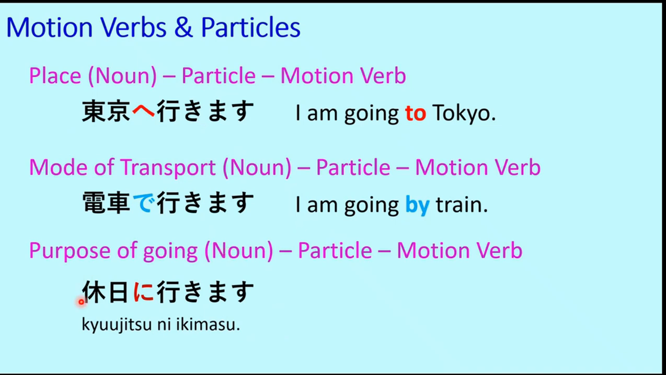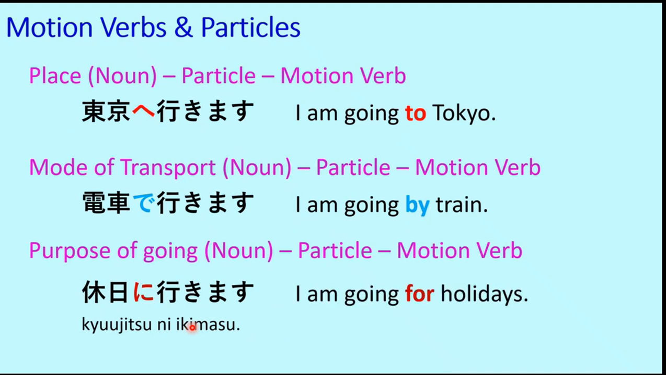Here you can see the kanji. This is the kanji for taking rest, right? It is the yasumi. The yasu kanji means to take rest, and this is the day. So that means rest days, that means holidays. So, kyuujitsu ni ikimasu. Now we see that the purpose, if it is in noun form, will be connected with the motion verb using the ni particle.